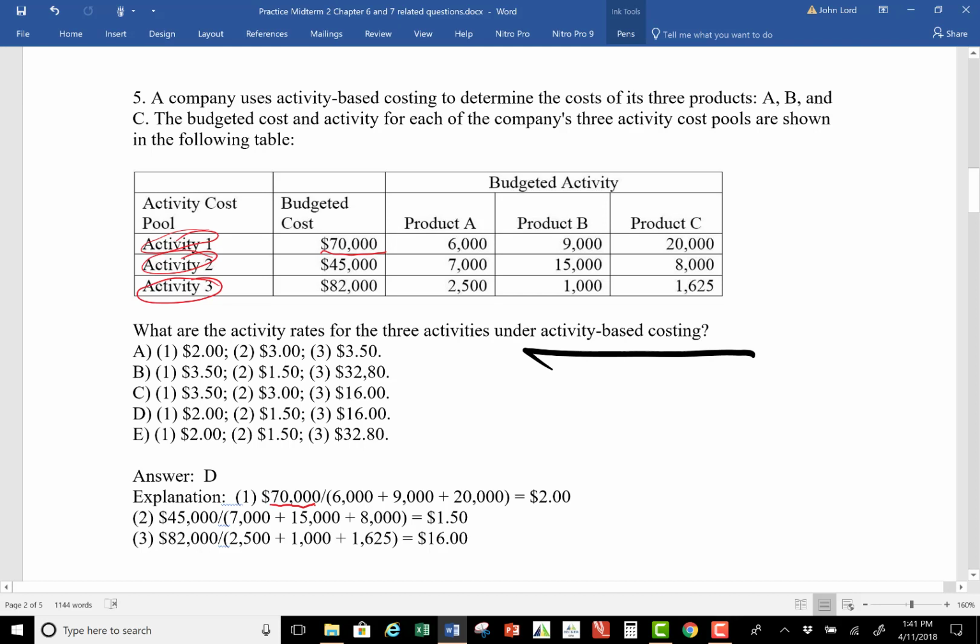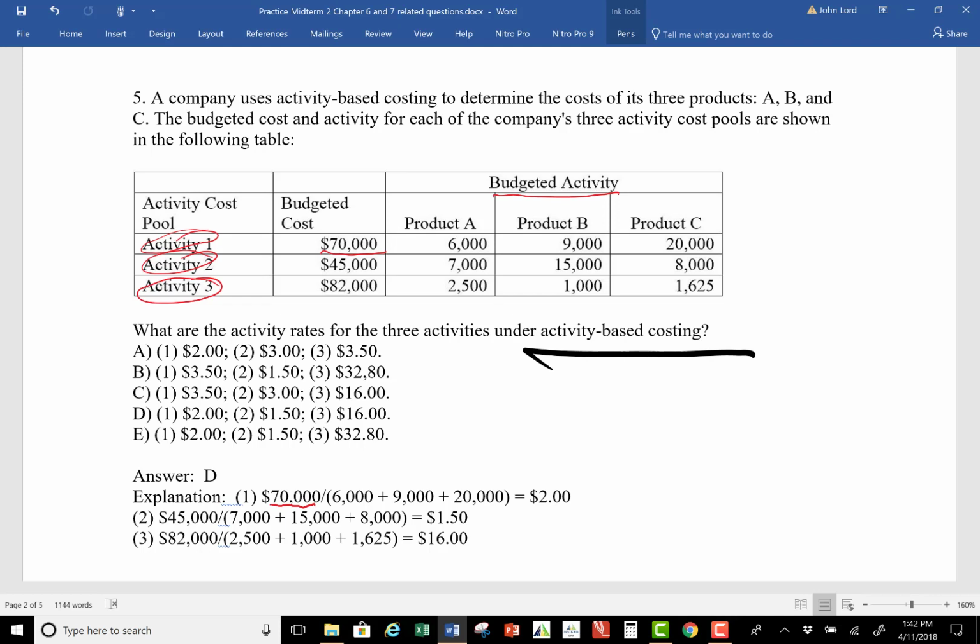You're going to divide it by the amount of activity. These are not the number of units. Don't get this confused with the number of units. This is whatever the amount of the activity is. So maybe we were talking about materials handling. These would be pounds, wouldn't they?